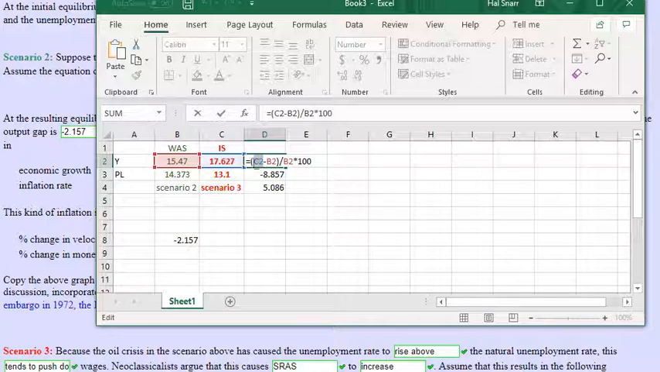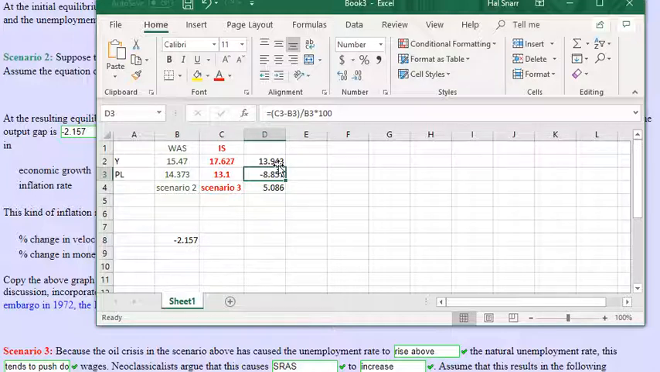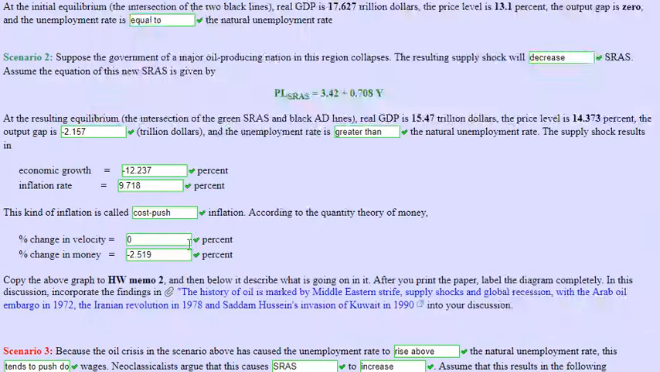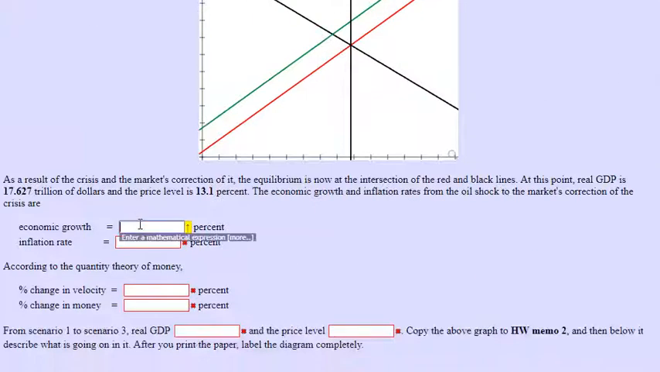It is 17.627. It was 15.47. You divide that difference by what it was, 15.47, and you get an increase in GDP of 13.93. So down here. So this is from scenario two to scenario three.